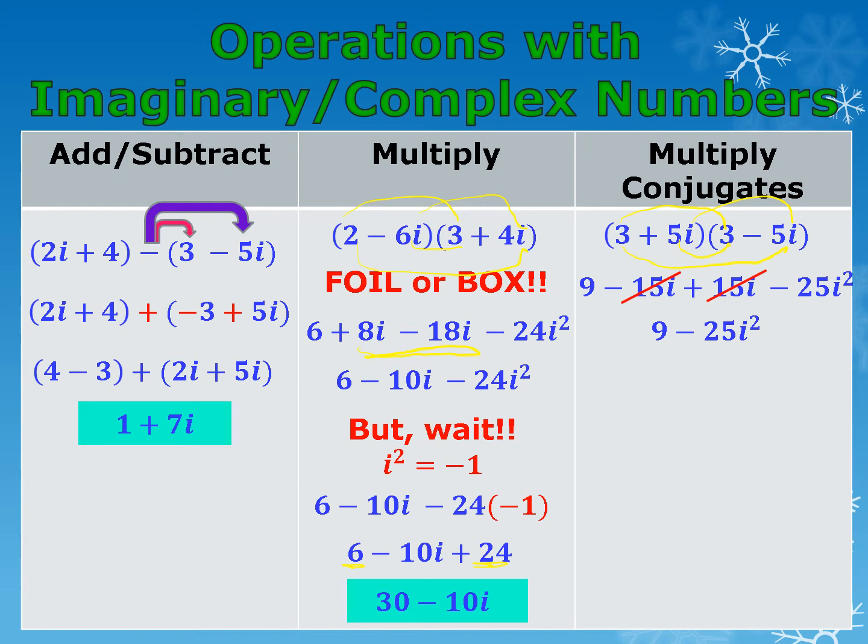But wait, i squared is negative 1. So I can sub in a negative 1 for that i squared. So negative 25 times negative 1 is positive 25. And 9 plus 25 is 34. Do you see why multiplying and knowing about conjugates is so vital? It does away with the i's. Anytime you multiply a complex number times its conjugate, you get rid of the i's. So this is going to be how we get rid of those i's in the denominator. So let's look.